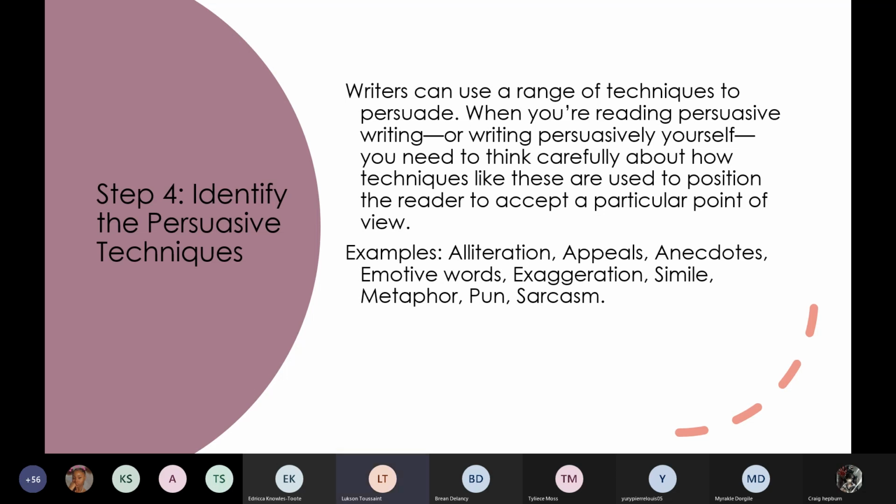Analogy. Very good. Very good. Personification. Okay. Ethos and pathos. All right, anybody else? Very good. What other ones can you think about? What other persuasive techniques can you think about?